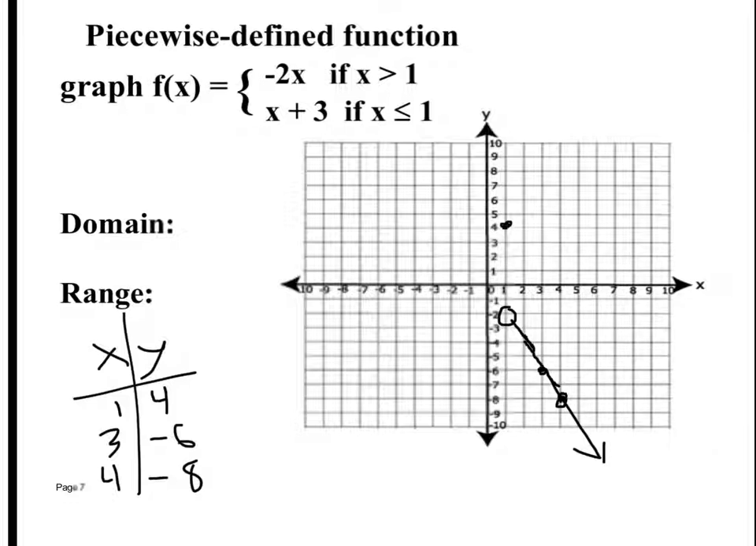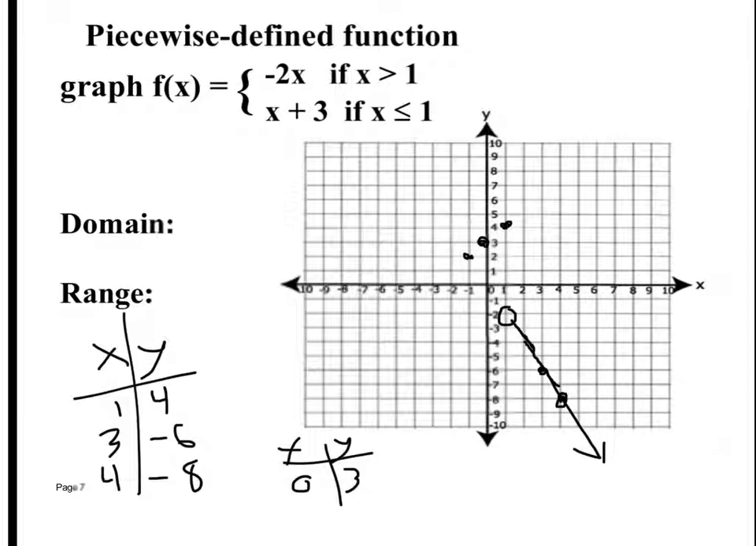Now, I haven't finished my x plus 3, so I need to do a number smaller than 1. So let's go with 0. If I plug 0 in, what do I get for my y? What's 0 plus 3? 3. So do 0, 3. Let's do one more. Let's plug negative 1. What is negative 1 plus 3? Negative 2. Wait. It's 2. So negative 1, 2.